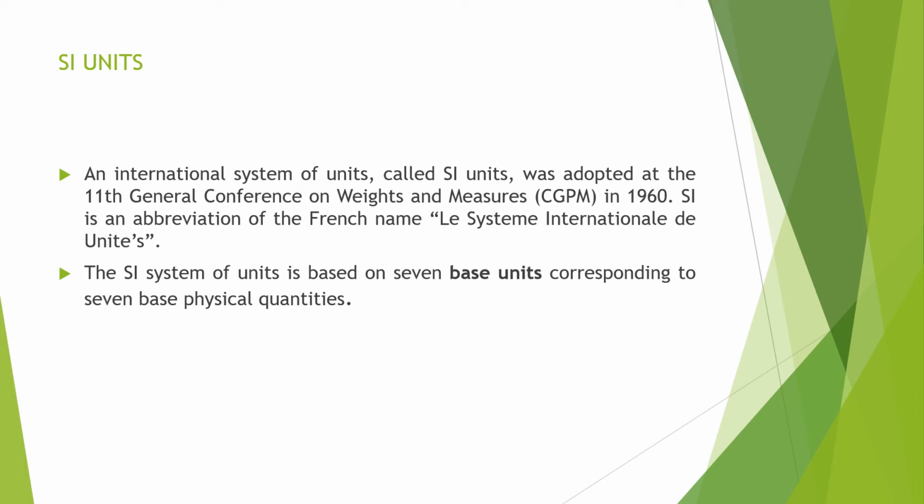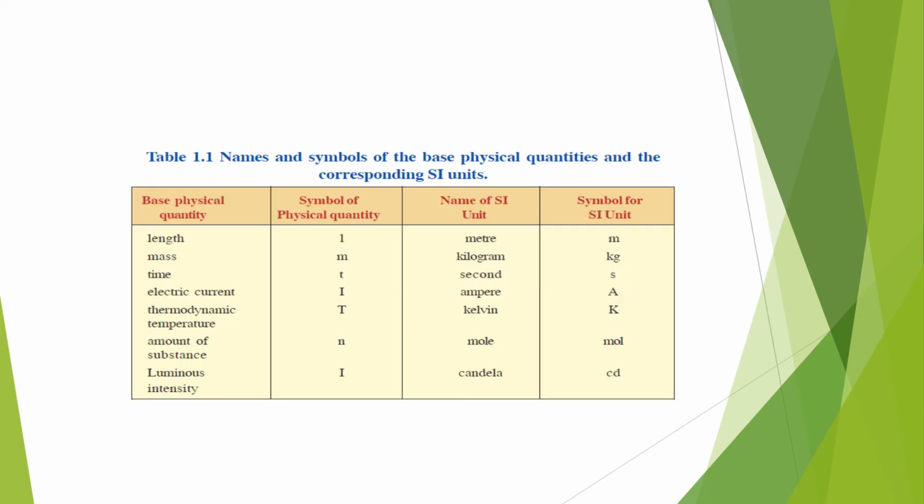SI is derived from the French name Le Système International d'Unités. The SI system of units is based on base units corresponding to 7 base physical quantities. These are the 7 physical quantities upon which the SI units are based: length, mass, time, electric current, thermodynamic temperature, amount of substance, and luminous intensity. The names of the SI units for them are, for example, for luminous intensity it is candela, and for amount of substance it is mole.